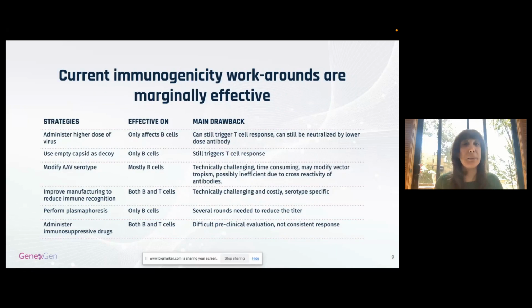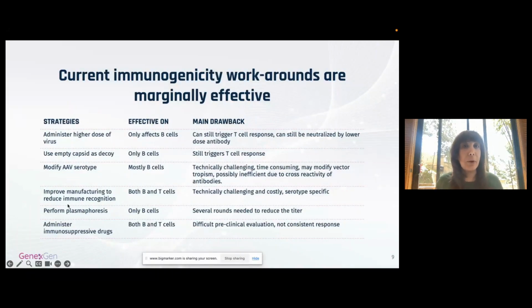So there is a lot of work that has been done to address this. I have listed some of this work, and this list obviously is not complete because this is a very active area of research and exploration to address the problem of new or pre-existing immunity to gene therapies. They range from simple modifications in the protocol, including just administering a higher dose of virus to the patient to overcome the pre-existing immunity, or using empty capsid as a decoy to absorb and remove the existing antibody. But all of these still lack the capacity to provide consistent results in the clinic.